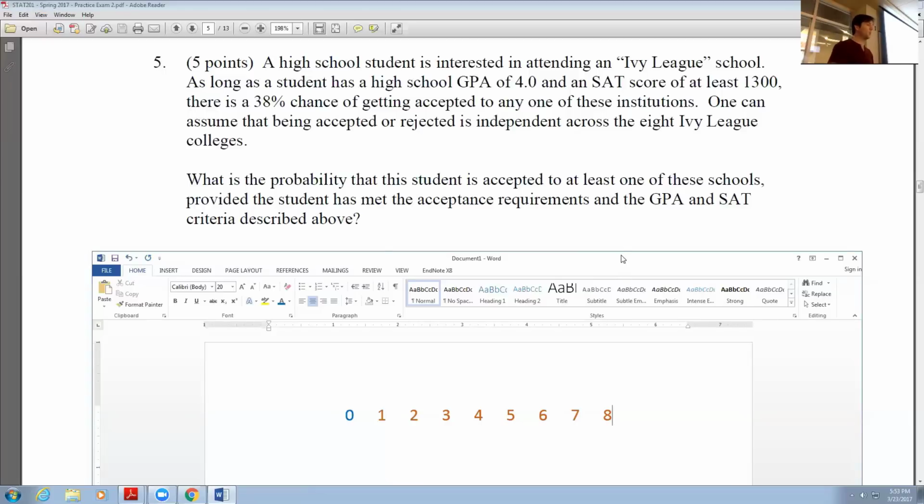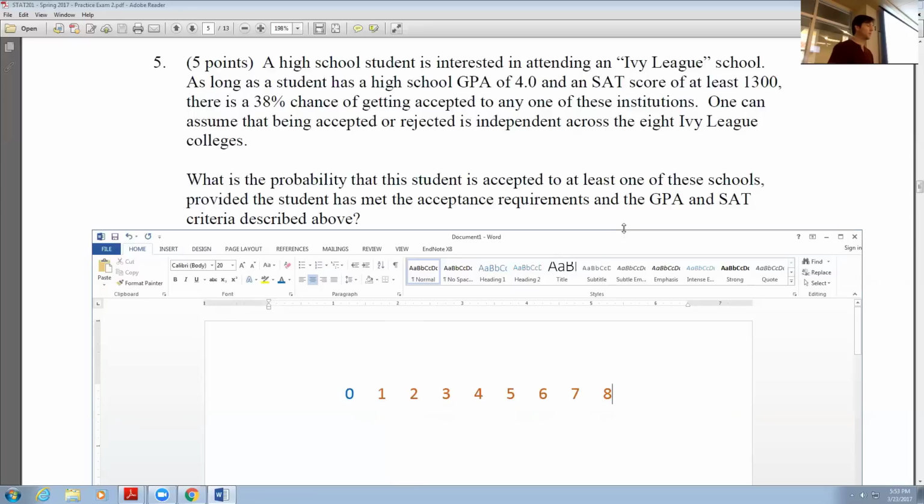Tell me what happens in the 0. What does that 0 mean? That means you got declined from all of them. This is the event that's going to be the easiest to solve for. Does everyone understand this is what we don't want? That's exactly right, William. We got accepted to 0 schools is what we don't want to see.